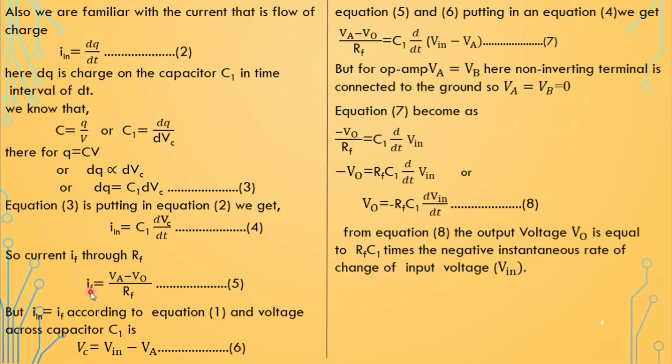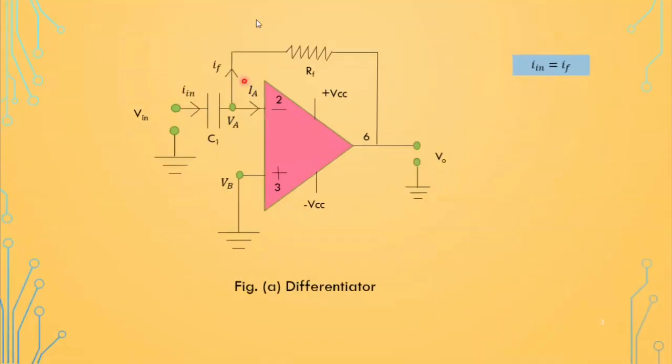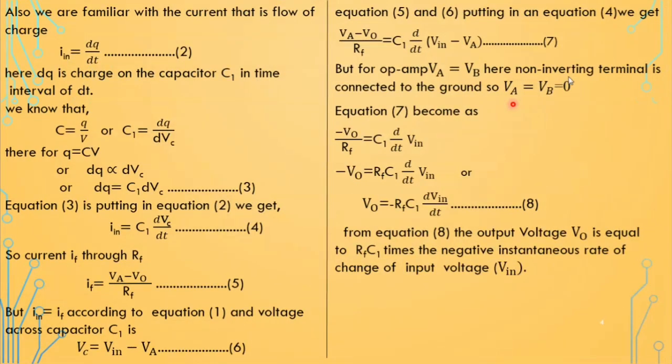So what will happen? IF is equal to IN, so we can put it on the left hand side, and here Vc is equal to Vin minus VA. So equation 4 becomes VA minus V0 divided by RF is equal to C1 d by dt of Vin minus VA. This is our equation 7. But for an op-amp, VA is equal to VB. According to the virtual ground, VB is connected to the ground, so VB is equal to VA is equal to 0.